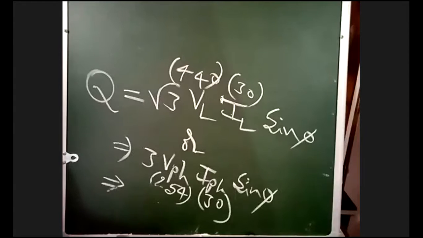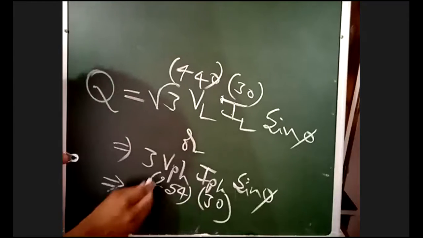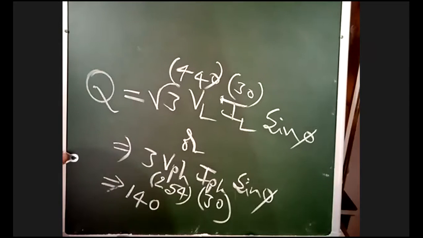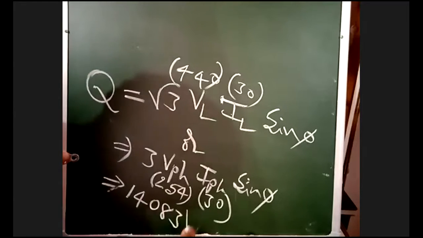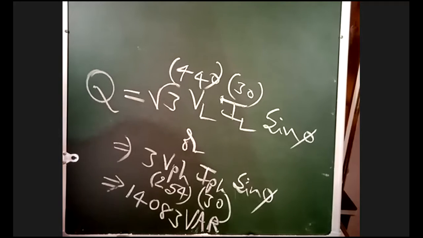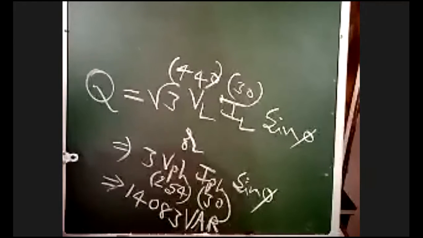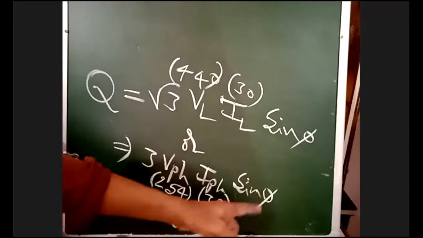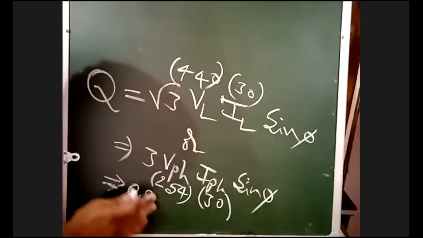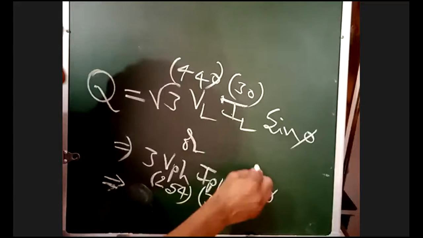See, everyone is getting this answer. I think in your textbook they have given 14083. The unit is VAR. See whether this answer you are getting or not. Volt amp reactive. Sir, sin phi value also we have to take, no, sir? Sin phi, sin phi only. How much are you getting? 0.96. Okay, sin phi is 0.96.